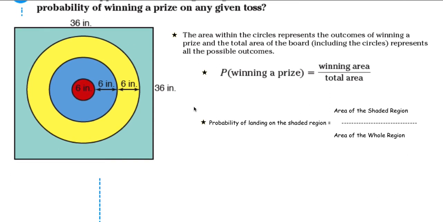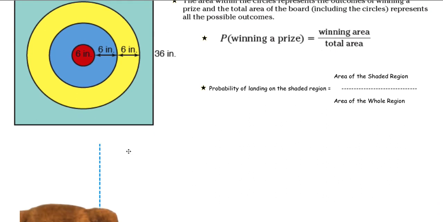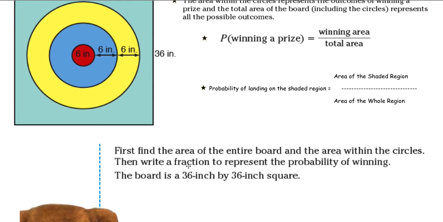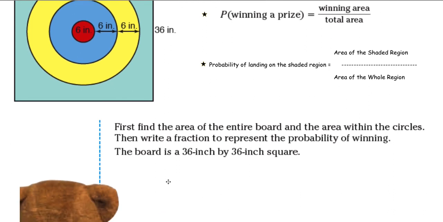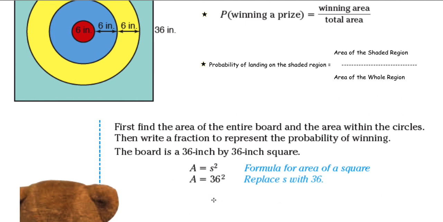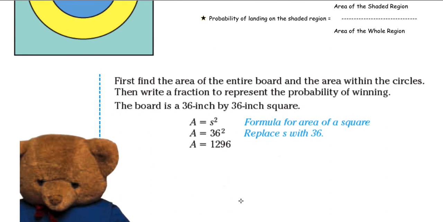Okay, so if we follow this principle, first we need to find the area of the entire board and the area within the circles. Then write the fraction to represent the probability of winning. We know for a fact that the board is a 36 inch by 36 inch square, and the formula for finding the area of a square is s squared. We substitute the s for 36. This becomes 36 squared. 36 squared is 1296. So we know that the area of the entire dartboard is 1296 square inches.